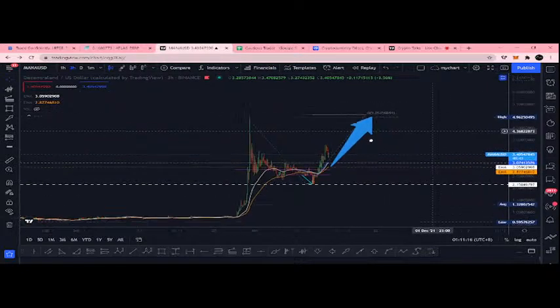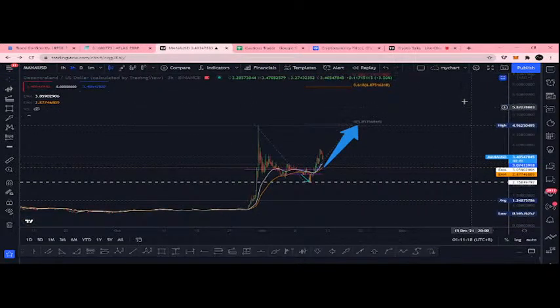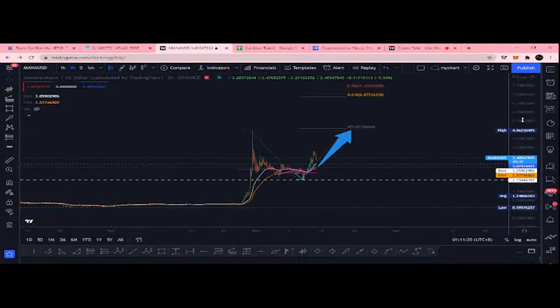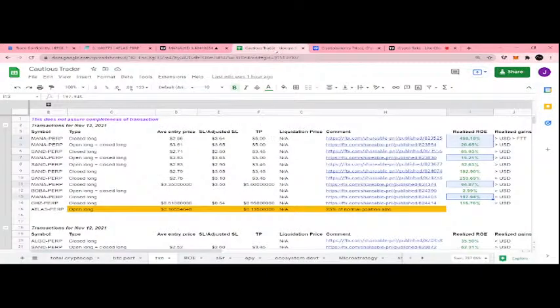Congratulations to those who rode MANA. What did I settle it in? Actually, I settled it in USD. Oh, I settled some in FTT.